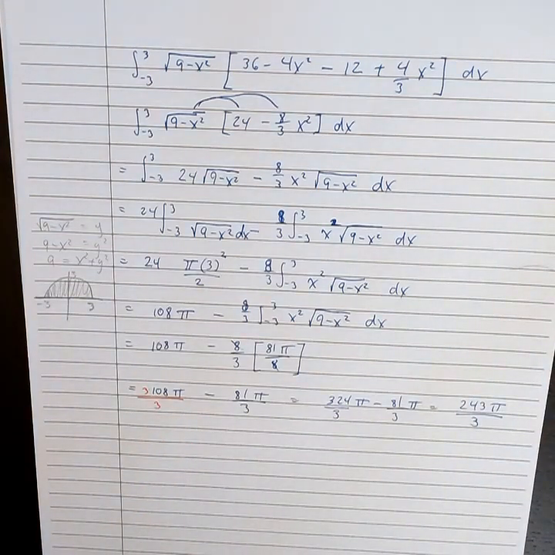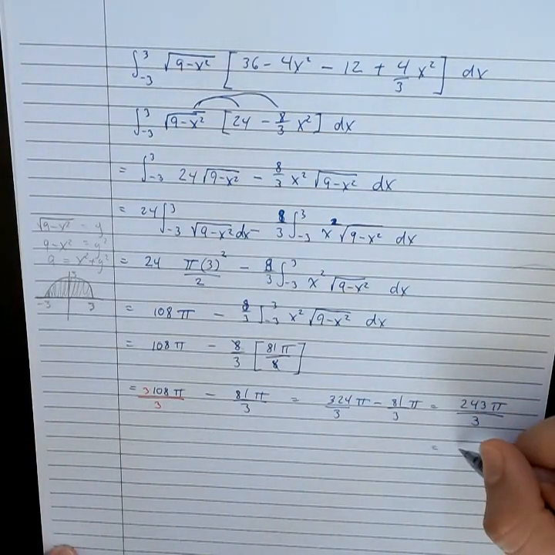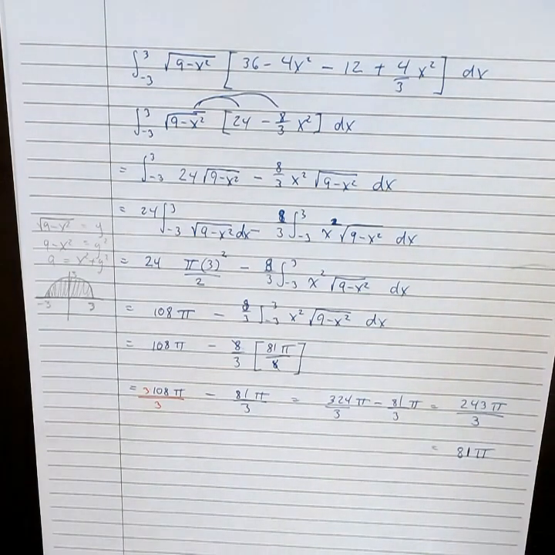Oh, I can actually divide that, can't I? If I take 243 pi over 3, I can divide those numbers, and that'll give me, oh, what would that be? I can do all that other stuff, but I can't do division, right? That'll be 81. And that will give me 81 pi.